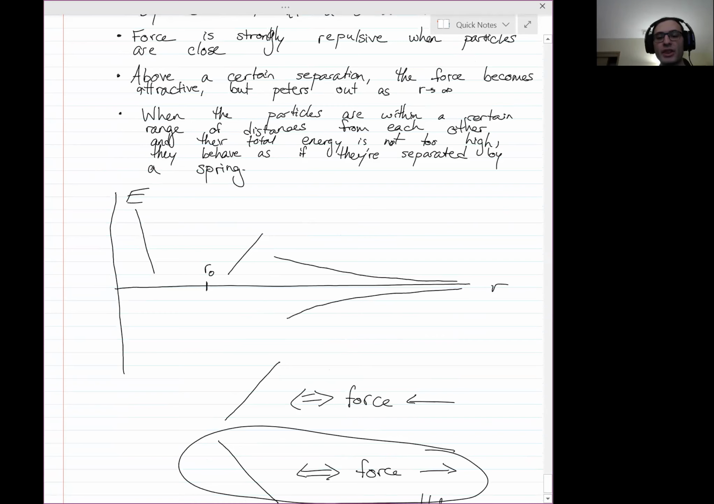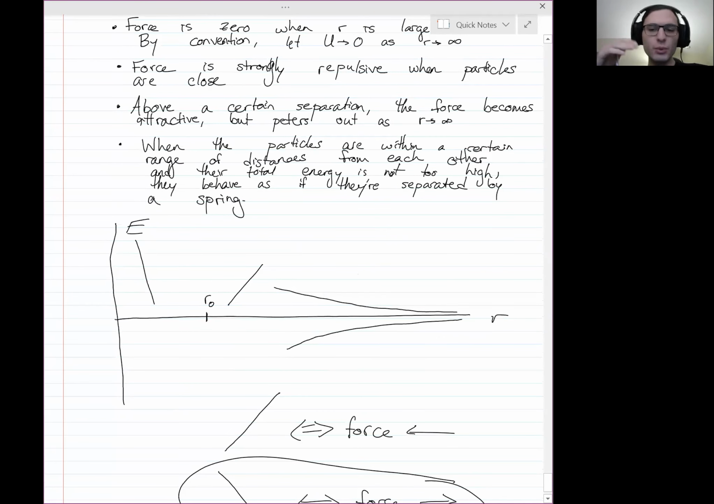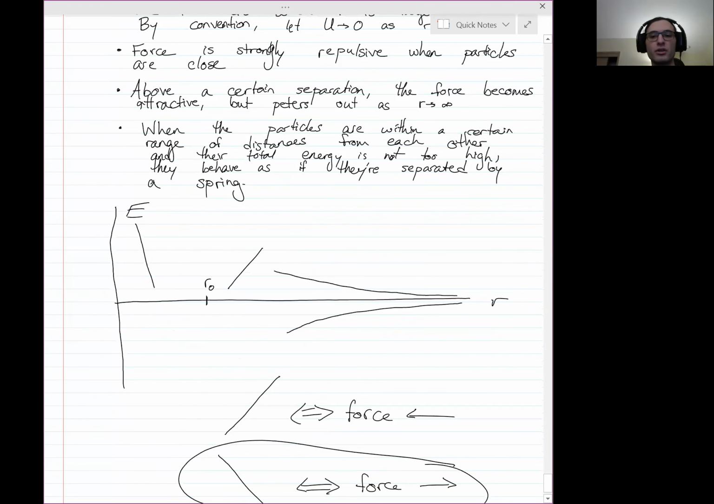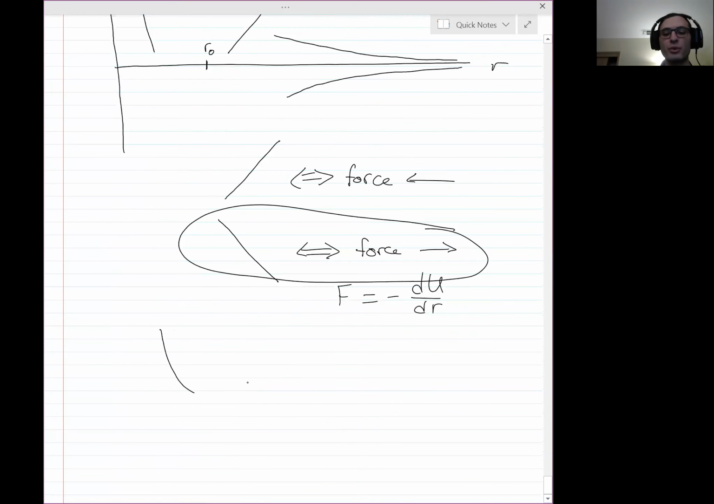And then when the particles are within a certain range of distances from each other, and their total energy is not too high, maybe even consider there is zero kinetic energy, they behave as if they're separated by a spring. So what's the potential energy shape for a spring? It's a parabola. So in some region, we have a parabola.